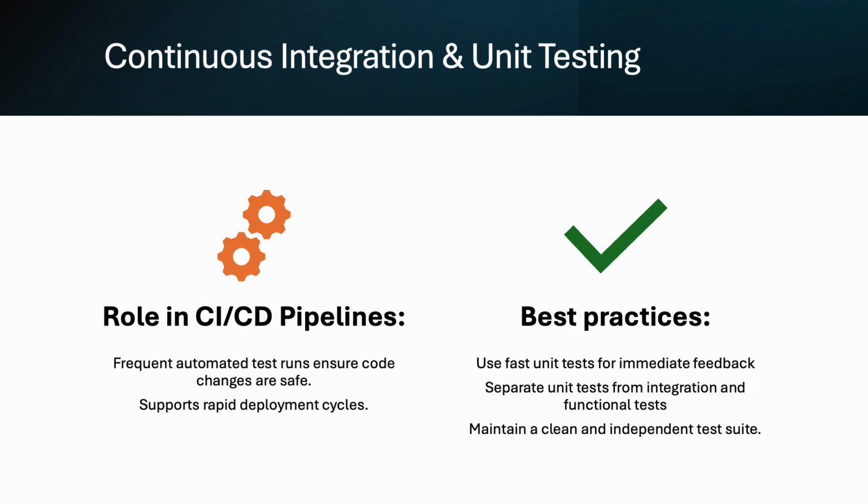So, some of the best practices are using fast unit tests for immediate feedback, separating unit tests from integration and functional tests, and maintaining a clean and independent test suite. So to finalize, automated tests support both developer efficiency and product reliability.